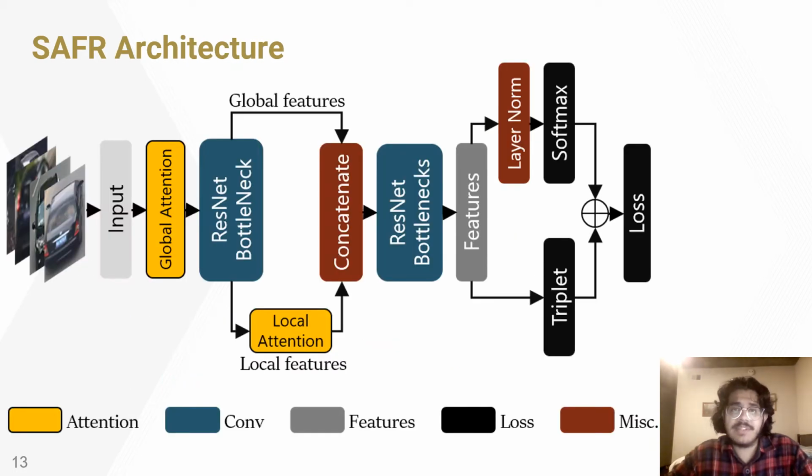This is the overall SAFR architecture. Input images are fed through global attention. Then they pass through the ResNet blocks with local attention. After combining global and local features, we extract more features with the rest of the ResNet blocks. During training, we employ triplet loss and softmax loss.